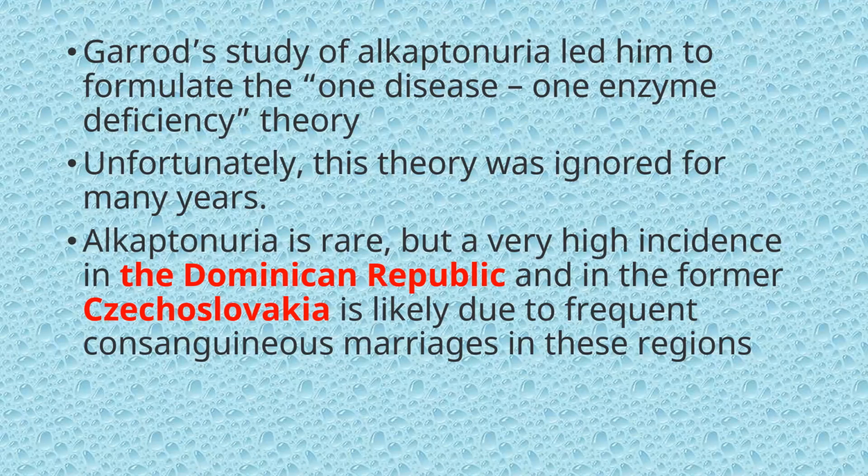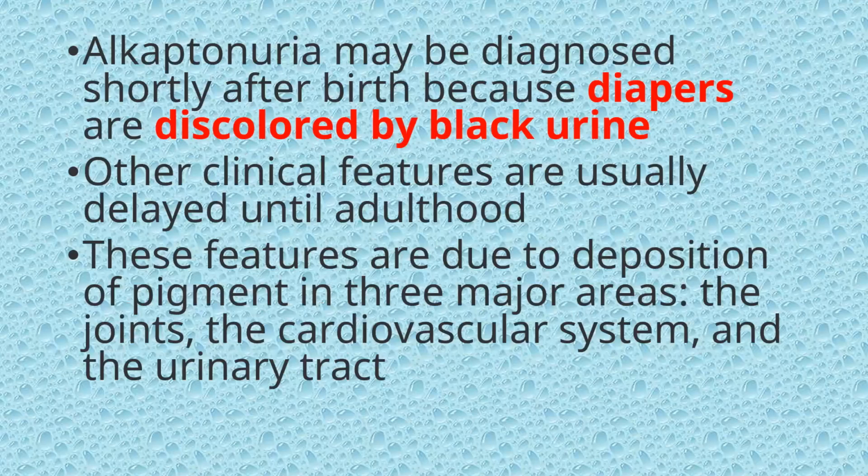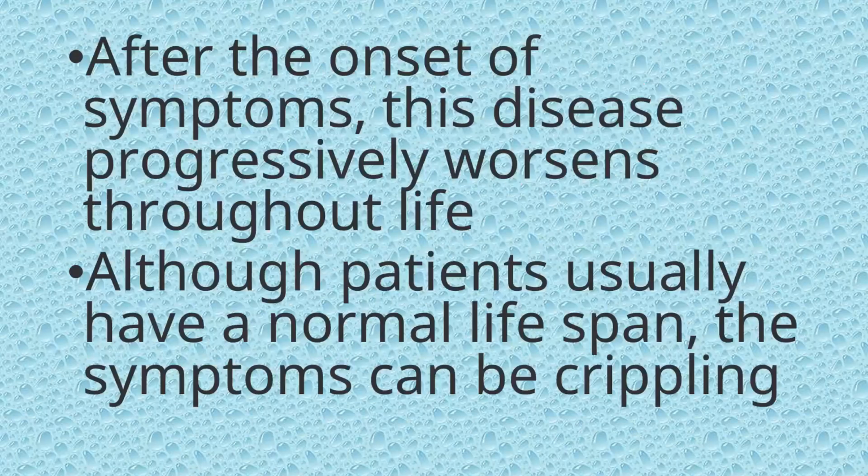It may be diagnosed shortly after birth because the diapers are discolored by black urine. Other clinical features are usually delayed until adulthood. These features are due to deposition of pigment in three major areas: the joints, the cardiovascular system, and the urinary tract. After the onset of symptoms, this disease progressively worsens throughout life. Although patients usually have a normal lifespan, the symptoms can be crippling.